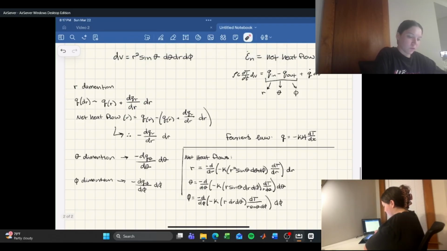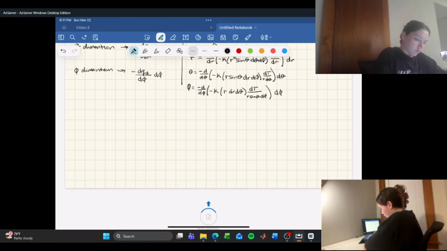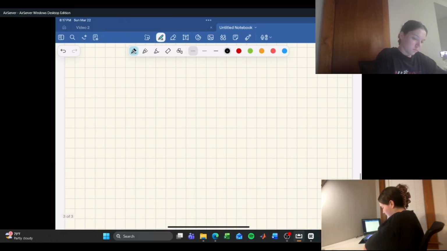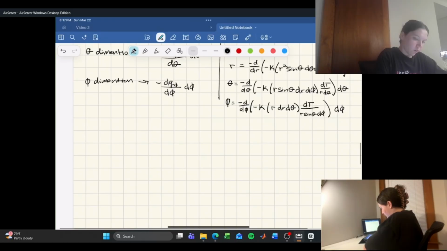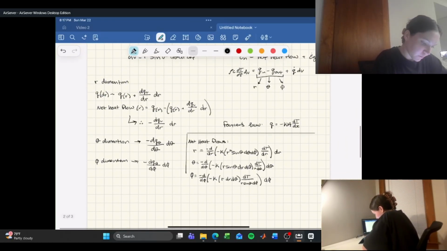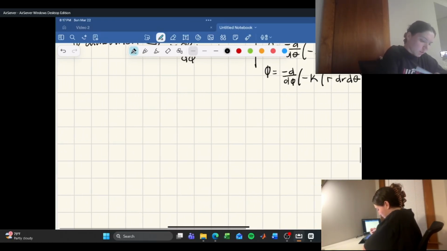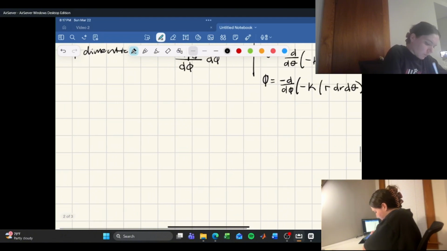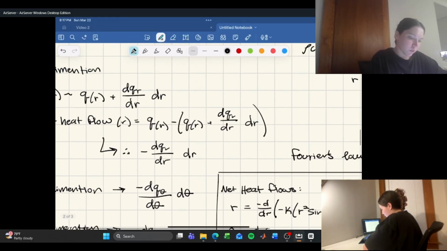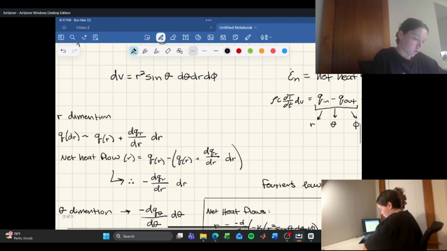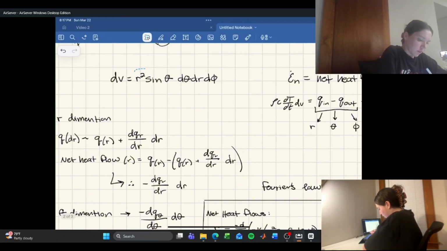So now let's plug this into this initial equation up here. Let me see if I can fit all of this in one go. This is the density times the heat capacity times the change in temperature over the change in time. And then this is going to be multiplied by the change in volume.